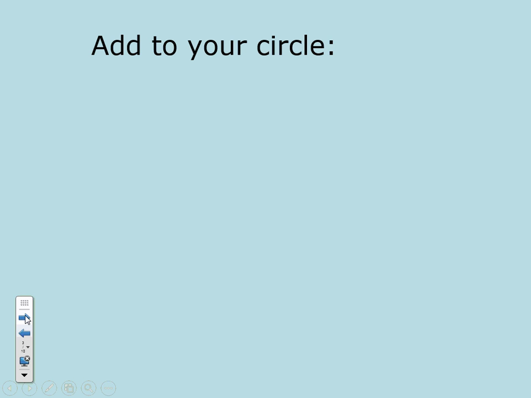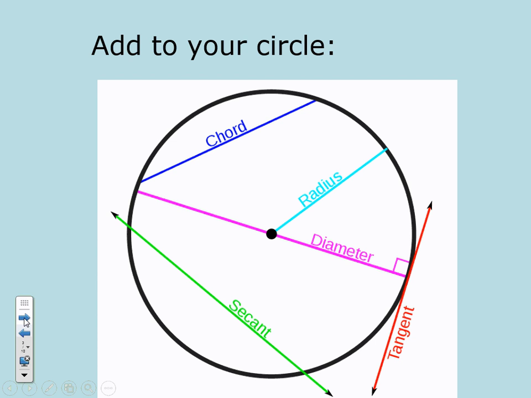All right, here's our next part. We're going to add to that large circle on your guided notes. We're just going to put in all those vocabulary words that we've just talked about. So we have a radius, which is here, from the center to the edge. A secant is a line, so make sure you go through and put arrows on that, okay? Because a secant is a line.